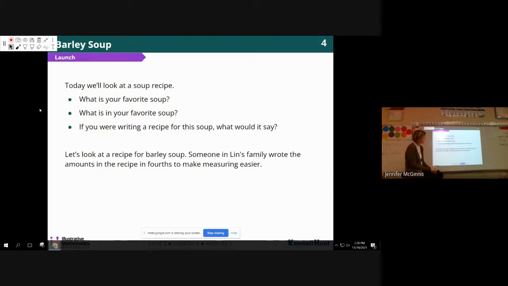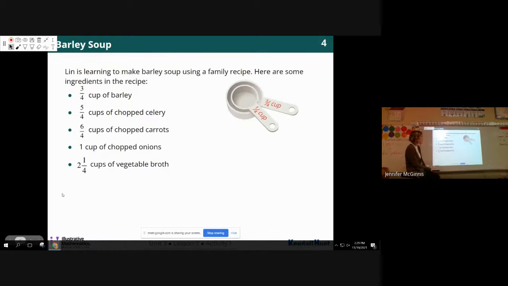Someone in Lynn's family wrote the amounts in the recipe in fourths to make measuring easier. Remember yesterday when we talked about banana bread? And the banana bread was like 2/3 here, 5/8 here, 4/3 there. It was all kinds of different denominators. Wouldn't it be nice if you could just use one measuring cup for the whole thing? Yes. That is what Lynn's family did.